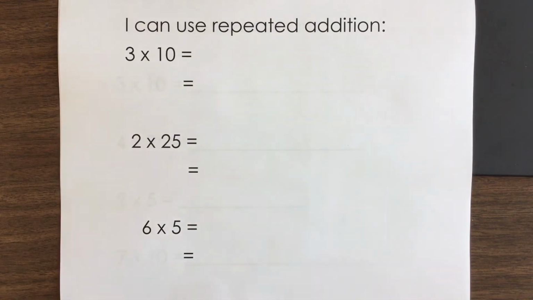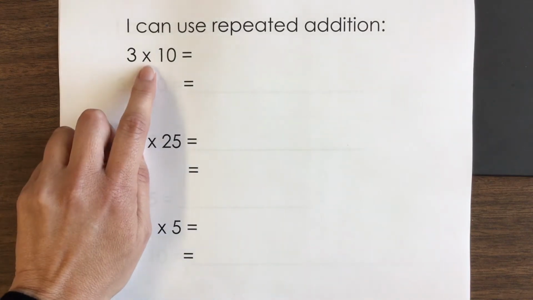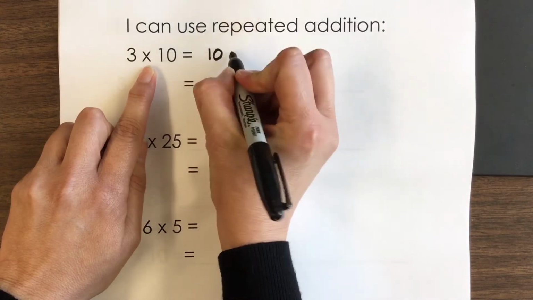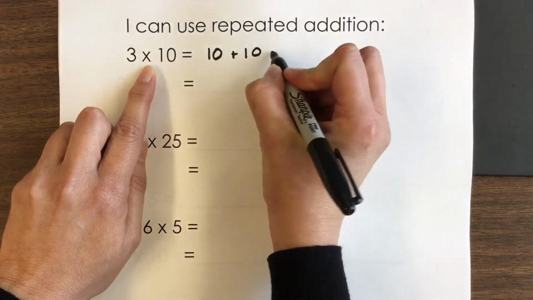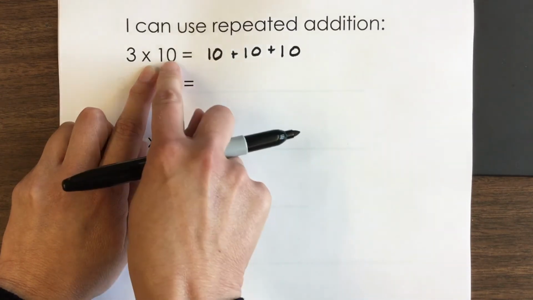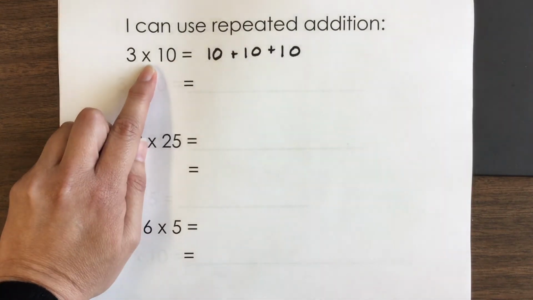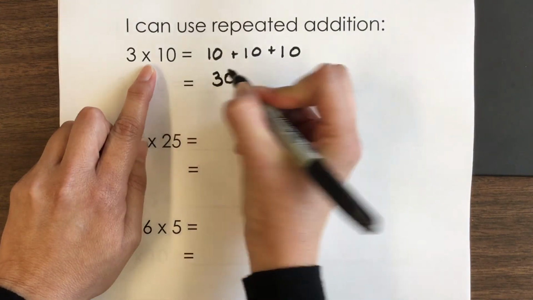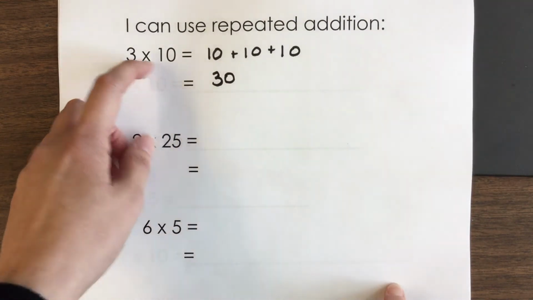So let's take a look. 3 times 10. How would I write that in repeated addition? Well, it means 3 groups of 10. So I would simply go 10 plus 10 plus 10. 3 groups of 10. What is the answer to that? Did you say 30? You're correct. So I can use repeated addition to solve a multiplication question.